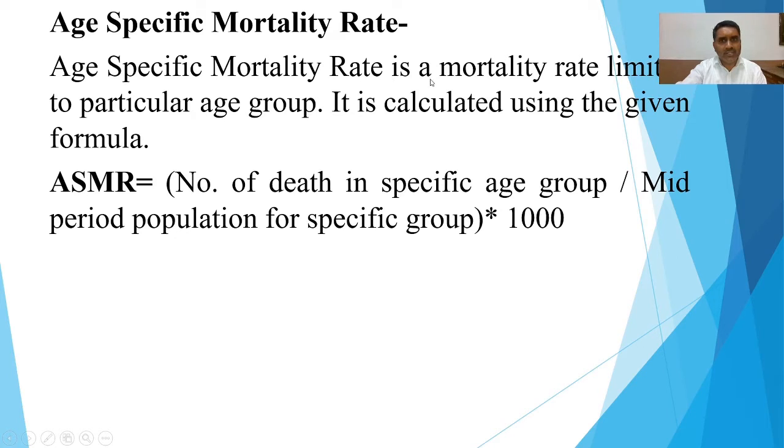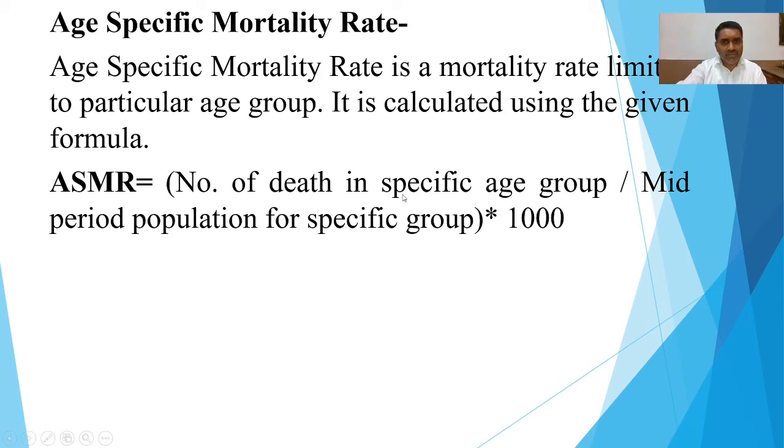Age specific mortality rate is a mortality rate limited to a particular age group. There are various age groups, and whenever we calculate a mortality rate in a particular group, it is called age specific mortality rate. It is calculated using the given formula. ASMR is the short form of age specific mortality rate. How can we calculate ASMR? It is a very simple and easy formula so far as the calculation is concerned.